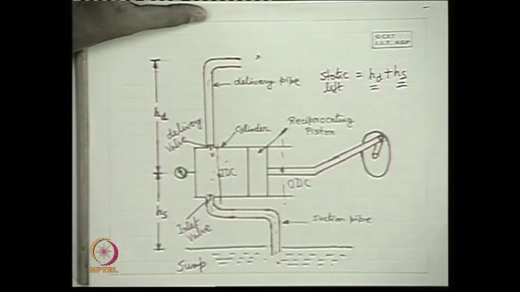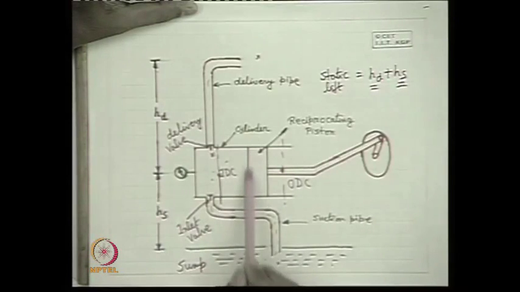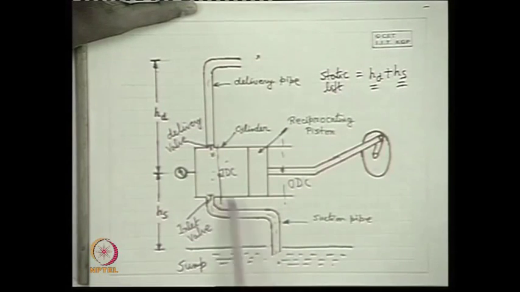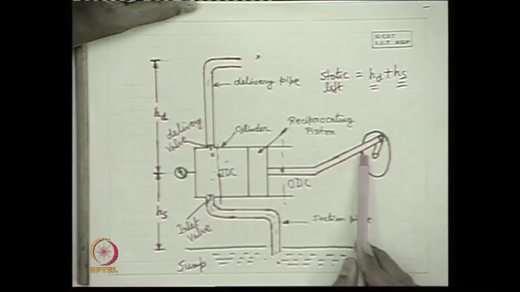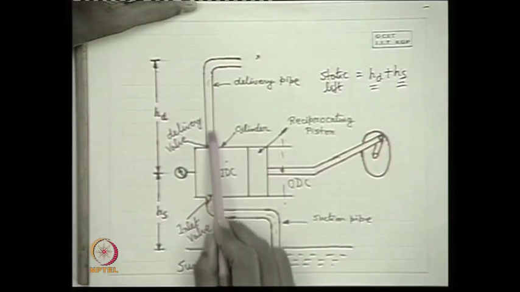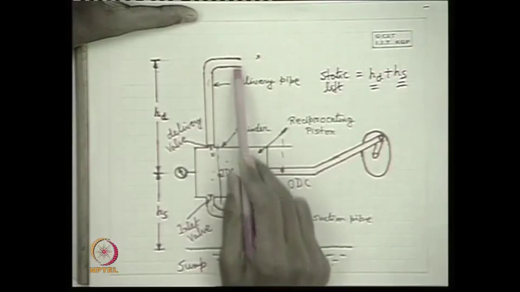Now, if you see a reciprocating pump in its simplest form, during the suction stroke, when the piston or the plunger moves from IDC to ODC in this direction, the pressure falls below that in the sump, so the liquid comes through the inlet or suction pipe to the cylinder. Therefore, during this stroke, when the crank moves 180 degrees, there is no flow in the delivery line. That means the delivery is zero.